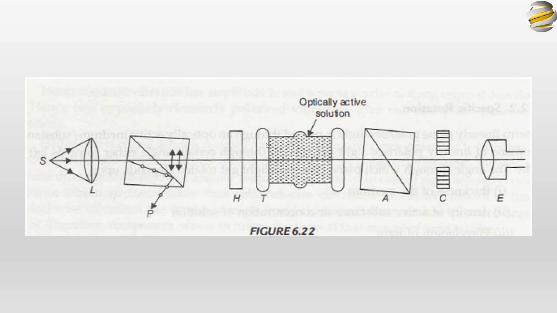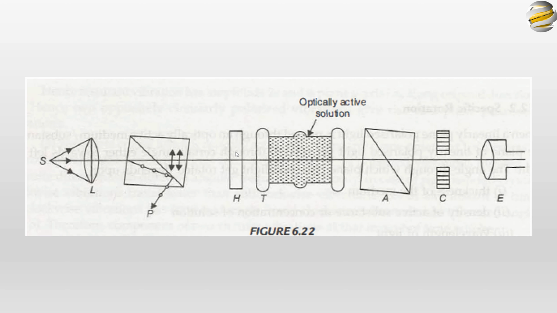The light, after passing through T, is allowed to fall on the analyzer Nicol A, which can be rotated about the axis of the tube. The rotation of the analyzer can be measured with the help of a circular scale C, and this E is the eyepiece. To understand the need of a half-shade device, let us suppose that the half-shade device is not present.